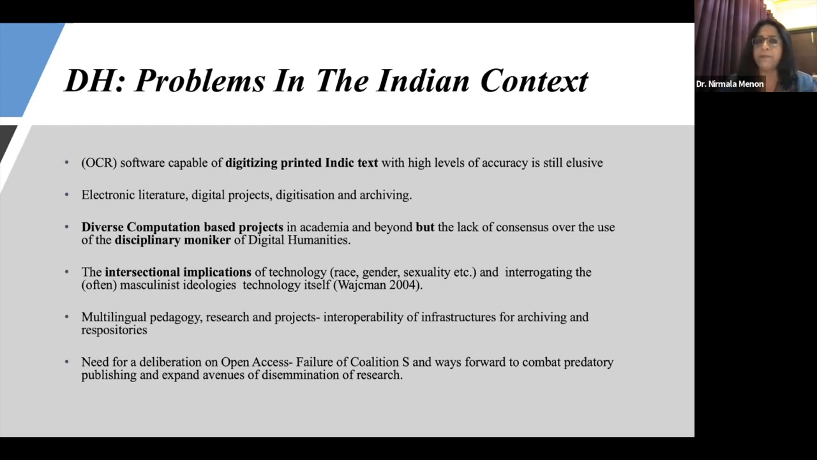Availability of digitized text. So just in terms of basic digitization, there's a lot of work that still needs to be done. We have not identified those projects, and we have not skilled scholars and students to be able to take on those projects. So, projects of archiving electronic literature, all of that, there's a lot of work that just needs to be done. I can't even begin to talk about it, and I'm happy to give you some examples and answers during the Q&A. Like I said, lack of consensus on the disciplinary moniker.